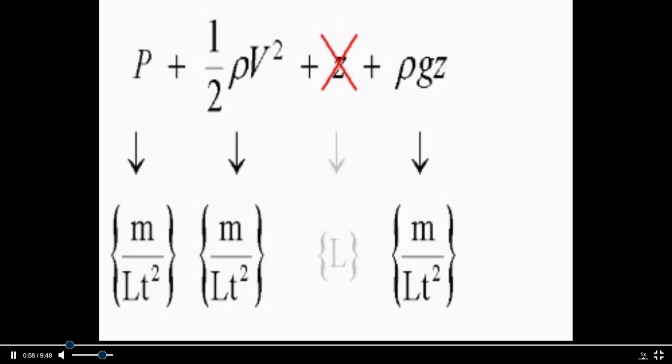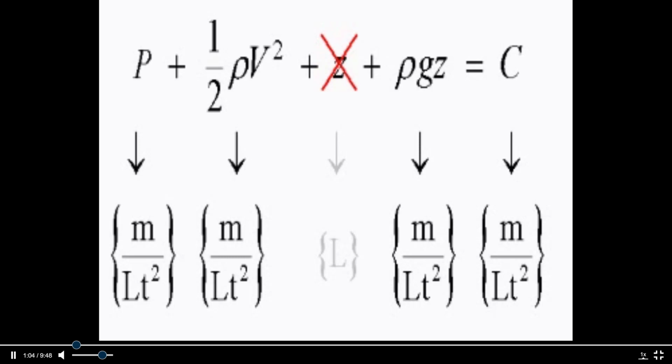Consider Bernoulli's equation, for example. Static pressure P is a force per unit area with dimensions of mass over length times time squared. The dynamic pressure, 1/2 rho v squared, has to have the same dimensions. Adding the hydrostatic head z doesn't work because it isn't dimensionally consistent. However, we can instead express the head as a pressure, rho gz, and now it is consistent. Of course, the Bernoulli constant, or total pressure, must have the same dimensions of mass over length times time squared as all the other terms.